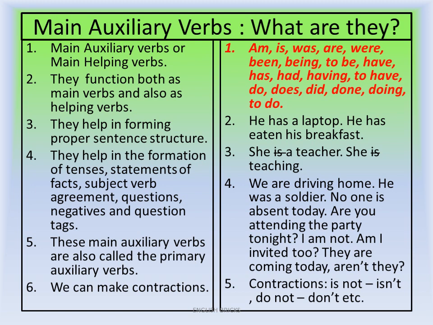So these main auxiliary verbs are also called the primary auxiliary verbs. Primary is main, just another name. And we can also use these to make contractions. So for example, "is not", I can say "isn't". Then "do not" is "don't". So we can also make contractions. So this is the function of the main auxiliary verbs, and I hope you've understood what they do.